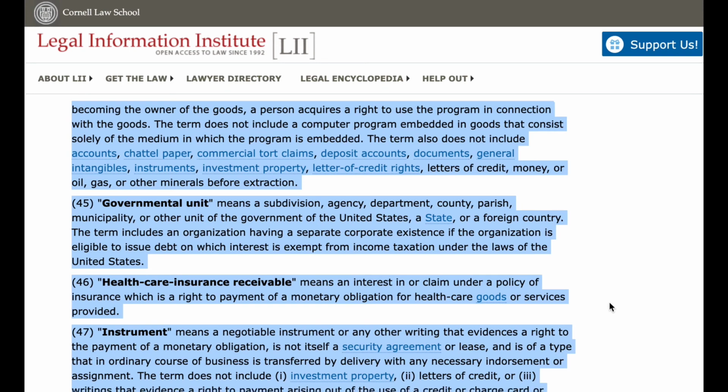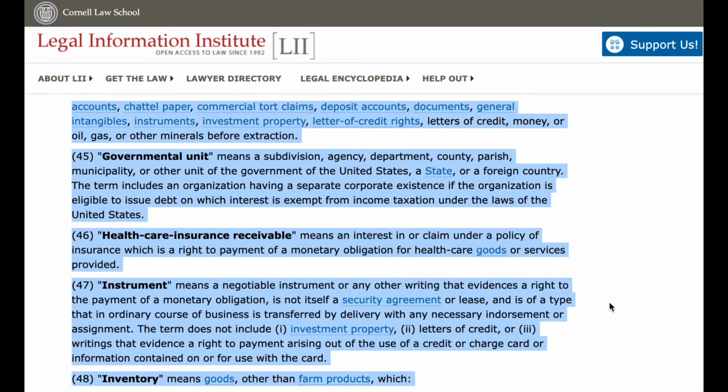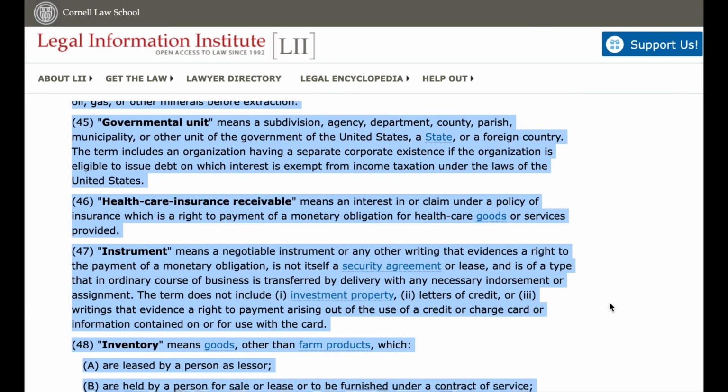45. Governmental unit means a subdivision, agency, department, county, parish, municipality, or other unit of the government of the United States, a state, or a foreign country. The term includes an organization having a separate corporate existence if the organization is eligible to issue debt on which interest is exempt from income taxation under the laws of the United States. 46. Healthcare insurance receivable means an interest in or claim under a policy of insurance, which is a right to payment of a monetary obligation for healthcare goods or services provided.